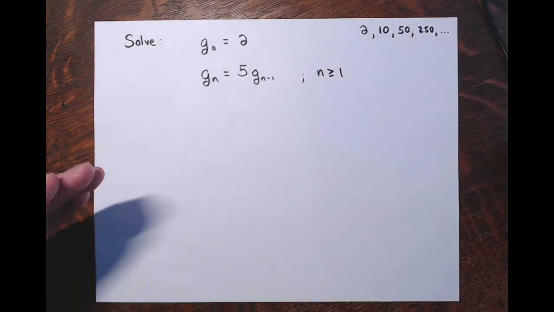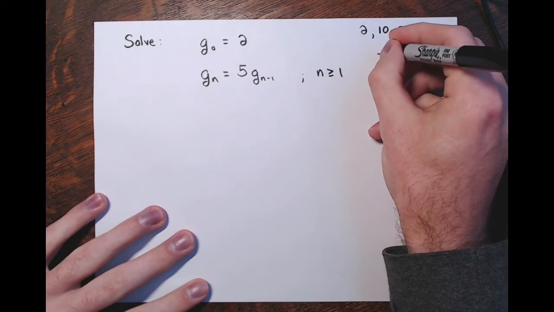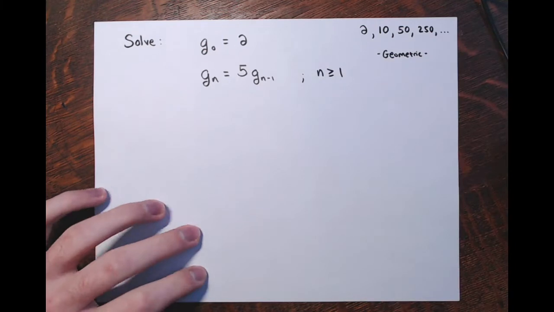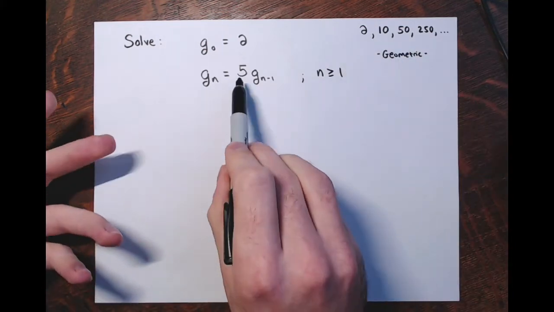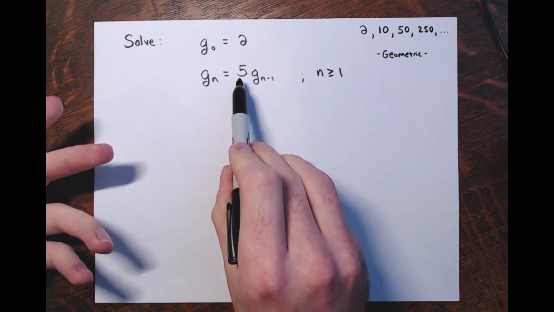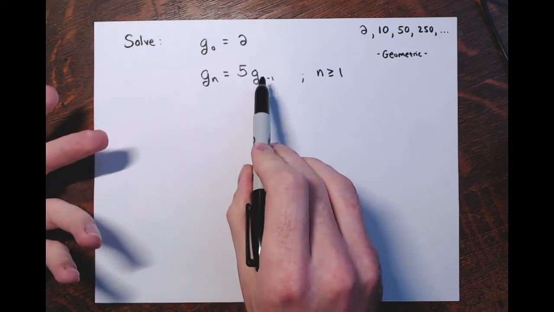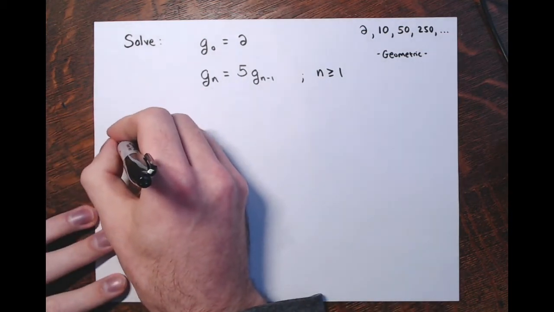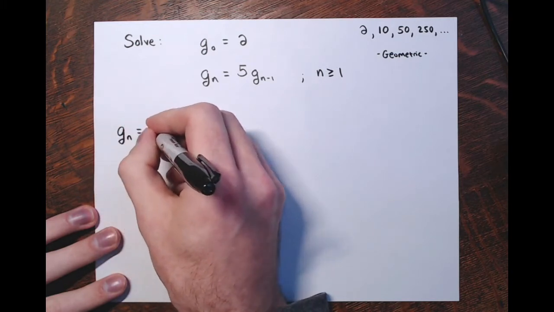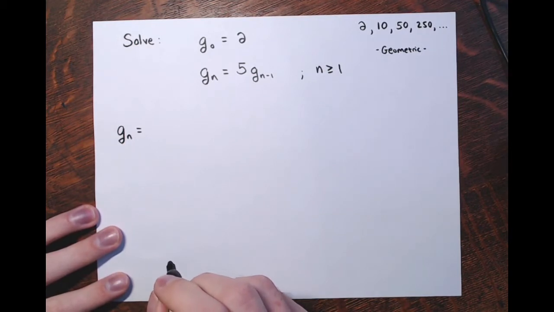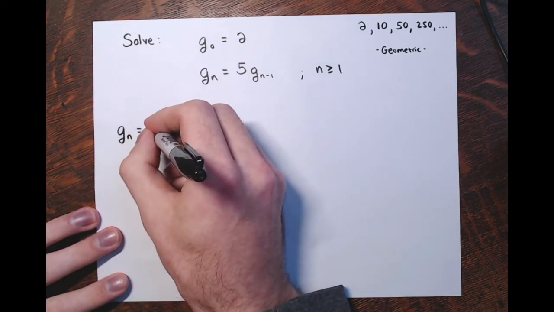This is an example of a geometric sequence. Hopefully you remember that, where to get from one term to the next, you just keep multiplying by the same number, that common ratio. And in this case, that common ratio is the number 5. It's just take every term, multiply it by 5, you get the next one. All right. So here's how we can solve a recurrence relation like this in a very long way. This is actually the long way. So we know this rule.